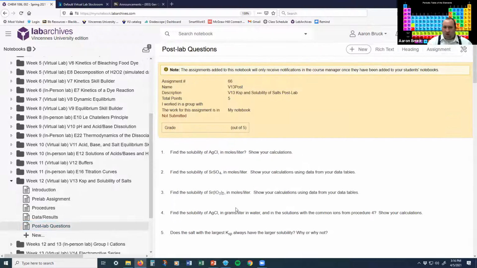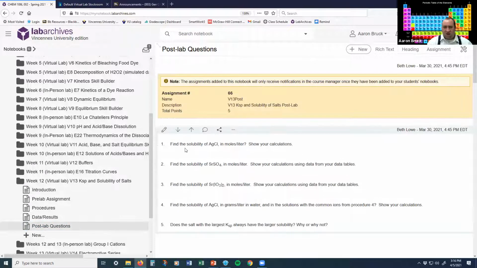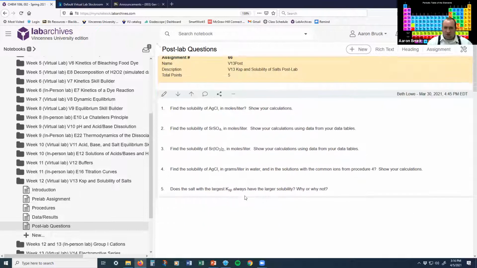For the post-lab questions, they follow along with the pre-lab in terms of finding molar solubilities, showing your calculations for those, finding your gram per liter solubilities in terms of your common ion solutions, and just a general analysis question about KSP.